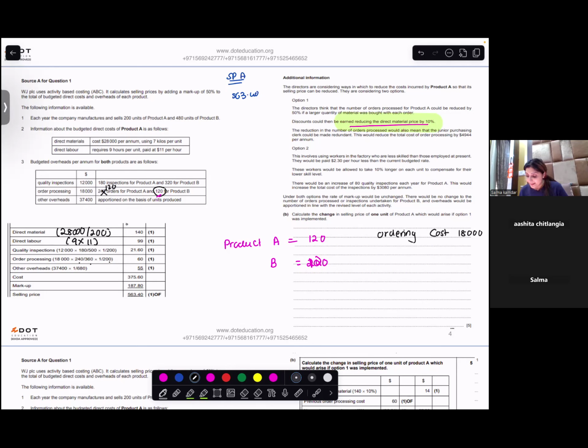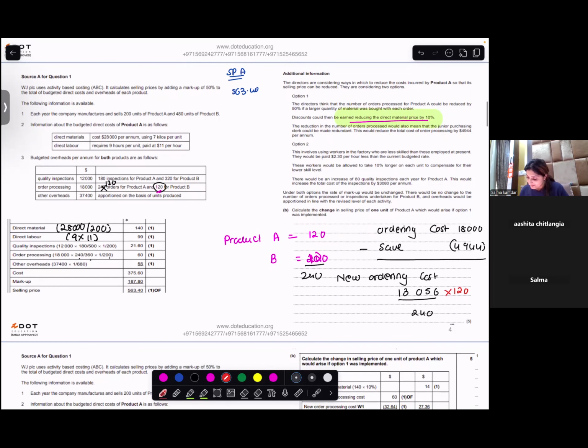If I reduce my number of orders, then I would save how much? You would save 4944. So my new ordering cost will be how much? 13056. This 13056 will be for 240 units. The product A is 120 units. The ordering of product A is 120.